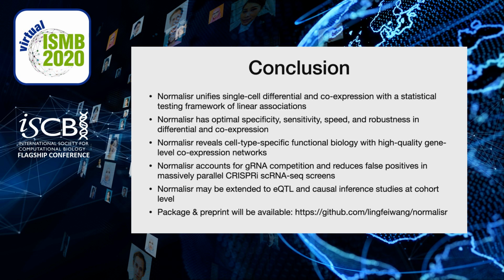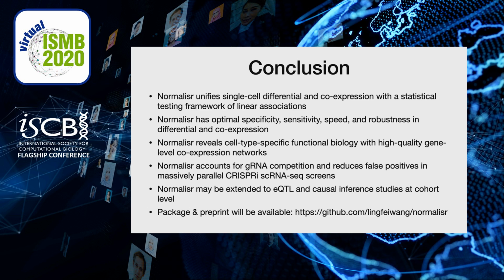To conclude, here we propose Normalisr, which is a normalization method and framework that unifies single-cell differential and co-expression with linear association testing. Normalisr achieved optimal specificity, sensitivity, and speed and robustness in both of these tests compared to existing methods. It could also reveal really cell-type specific biology, especially at high-quality gene level for co-expression networks. I would think co-expression networks would be an interesting study for many single-cell RNA-seq datasets.